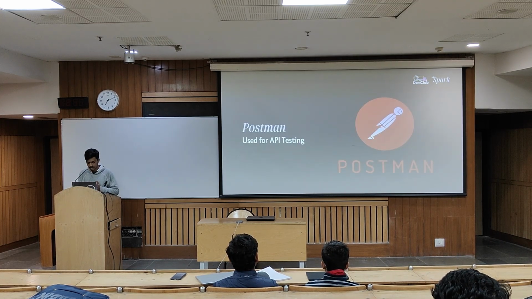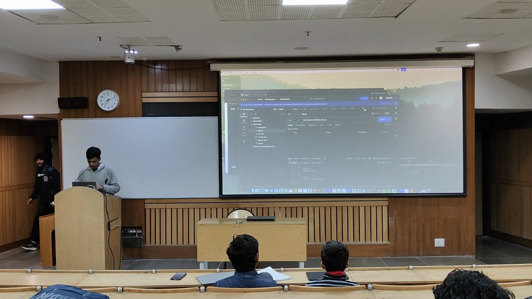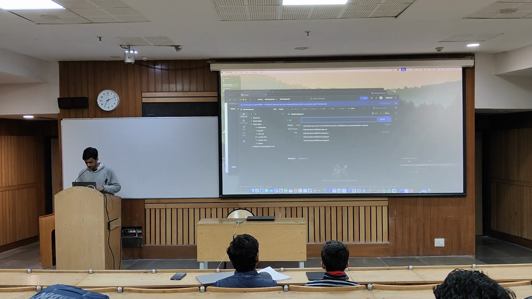Right. Now we have Postman. Postman is an app we use for API testing. It makes it very convenient to test whatever we build. Now we can use it. So this is how Postman actually looks. You put in the URL over here.